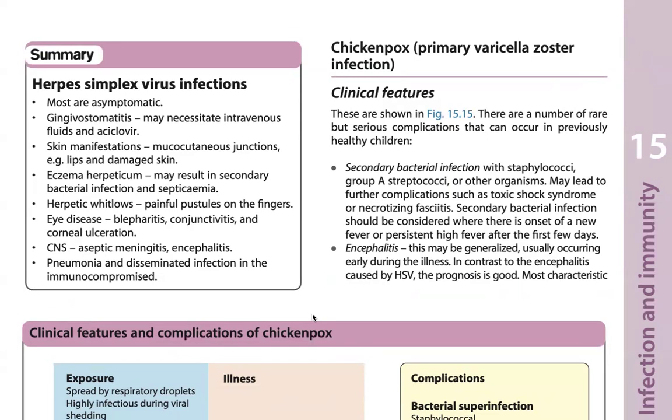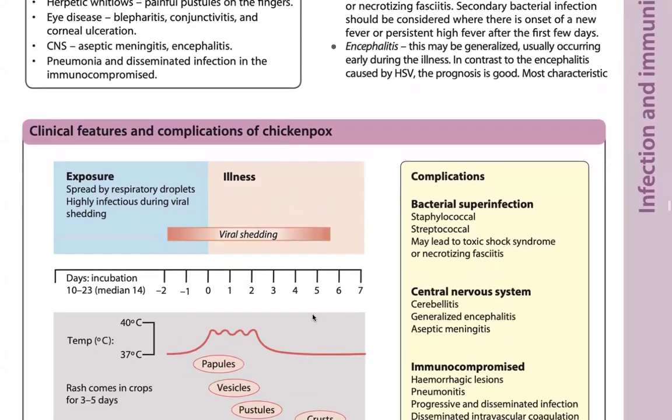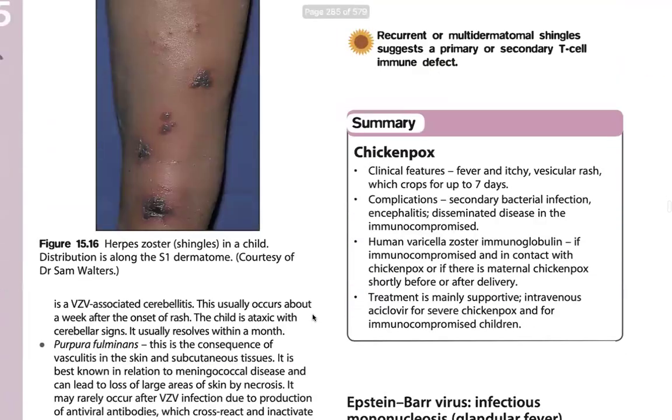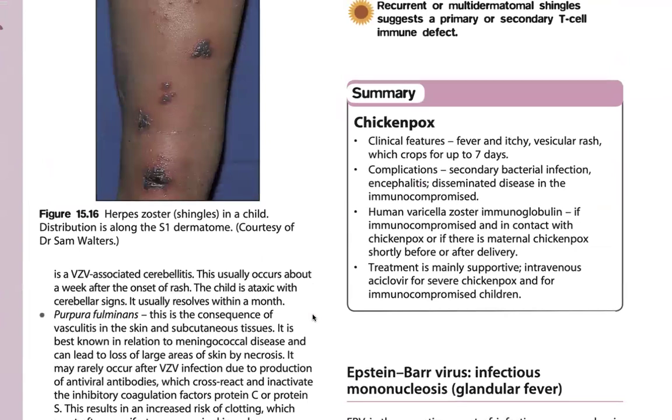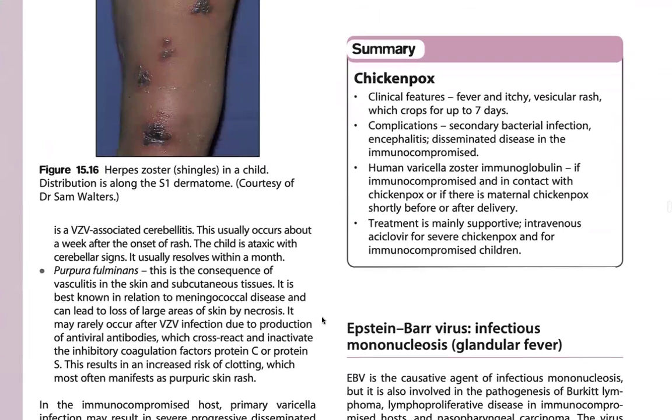Encephalitis may be generalized, usually occurring early during the illness, in contrast to encephalitis caused by HSV, where the prognosis is poor. More characteristic is VZV associated cerebellitis. This usually occurs about a week after the onset. The child is ataxic with cerebellar signs. It usually resolves within a month.